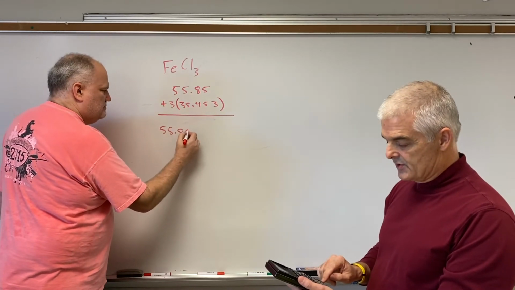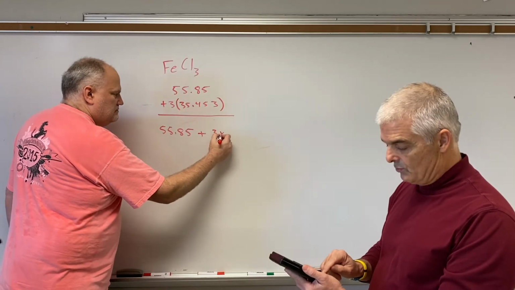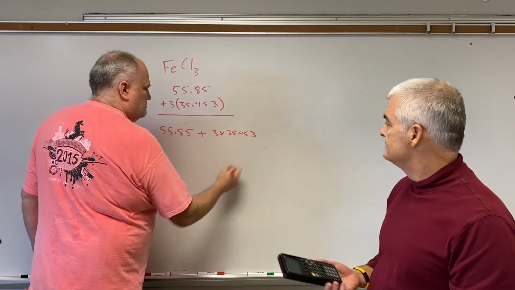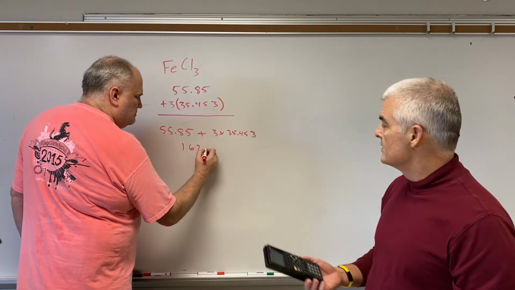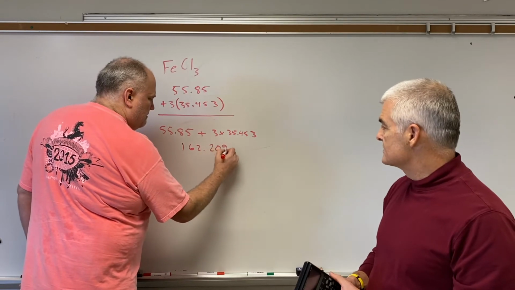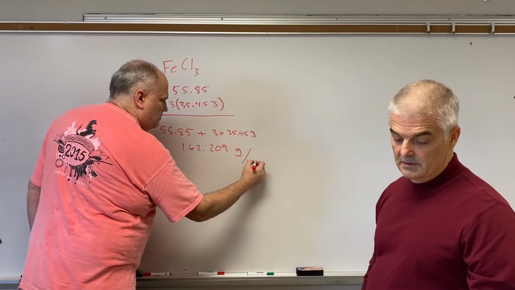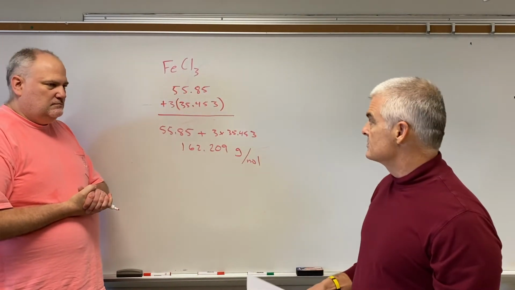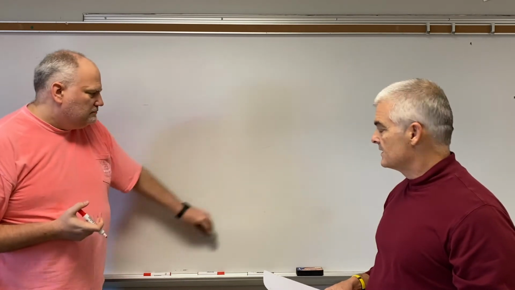55.85 plus 3 times 35.453. And I get 162.209. And that's going to be in units of grams per mole. Got it? So it's really simple. You add them up. All right, let's do one that's a little trickier.